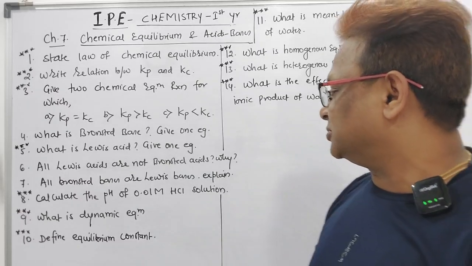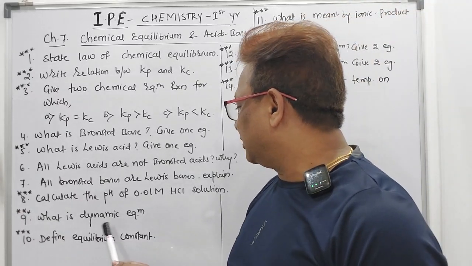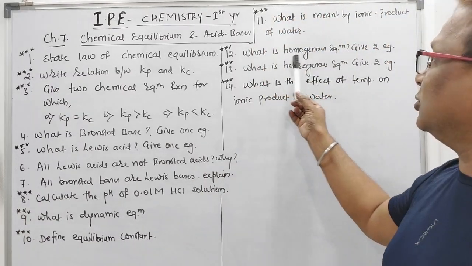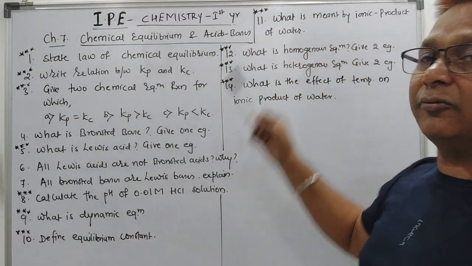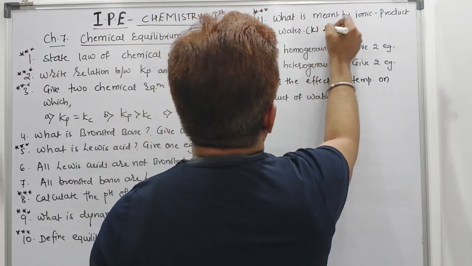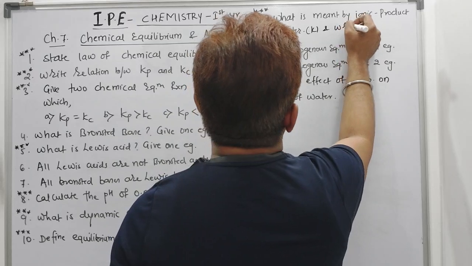Calculate the pH of 0.01 molar HCl solution. What is dynamic equilibrium? Define equilibrium constant. What is meant by the ionic product of water? Do you know the ionic product of water? Kw. And write its unit.